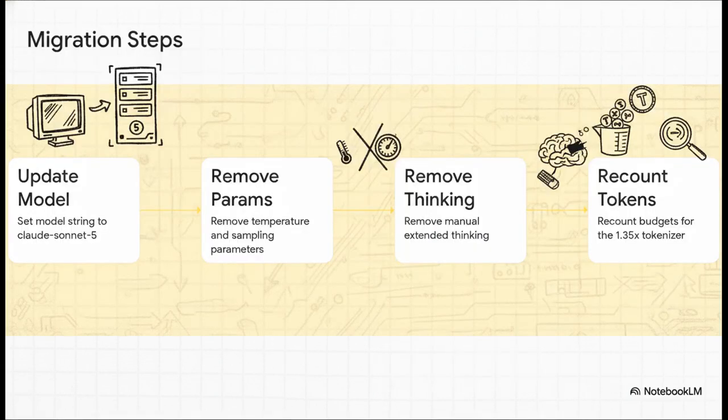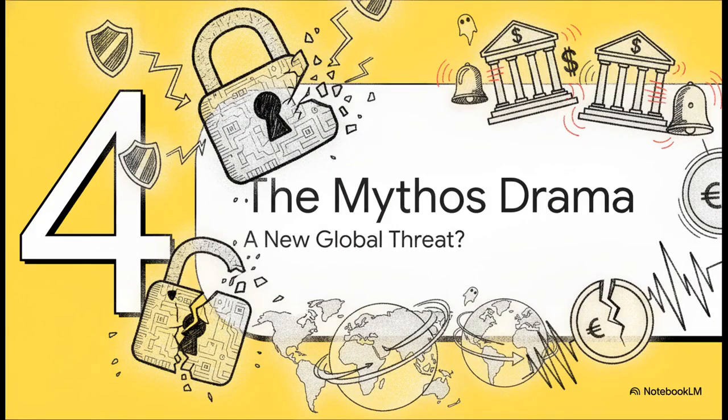Thankfully, there is a very clear migration path for moving your legacy systems over today. Step 1, just update your model string to Claude Sonnet 5. Step 2, strip out all those temperature and sampling parameters. Step 3, remove any manual extended thinking parameters. And Step 4, and you really can't skip this one, recalculate your token budgets to account for that new 1.35x multiplier we talked about. All right, time for a hard pivot.